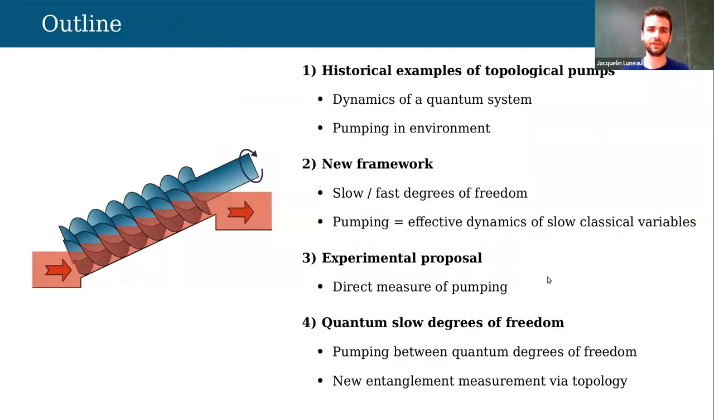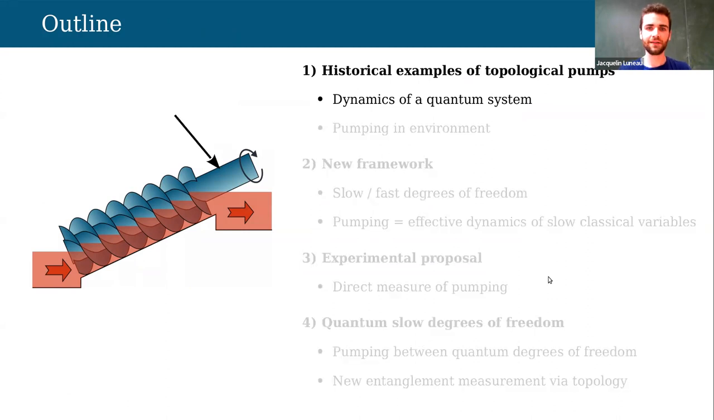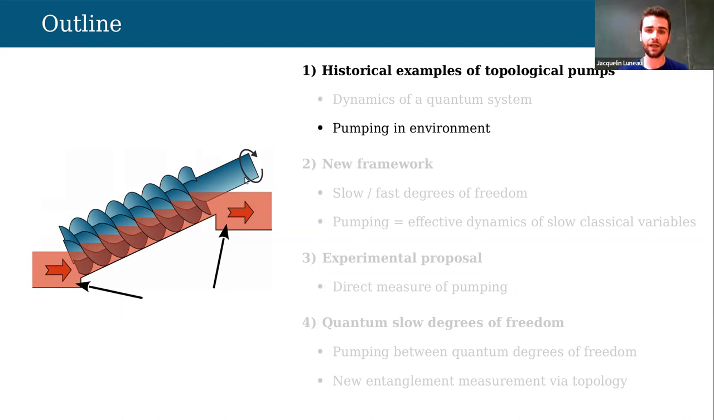So here is the outline of my talk. First I will present some historical examples of topological pumps where we focus on the dynamics of the quantum system. And this quantum system carries a topological property. In the pumping language, this quantum system corresponds to the screw which rotates and not to the pumping itself. What I will show is that when we connect this quantum system to an environment, these topological properties translate into a pumping phenomena in the environment.